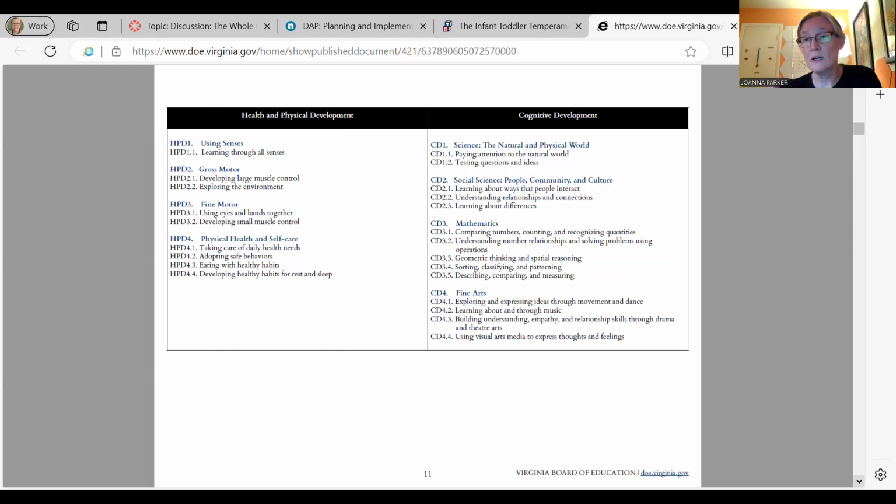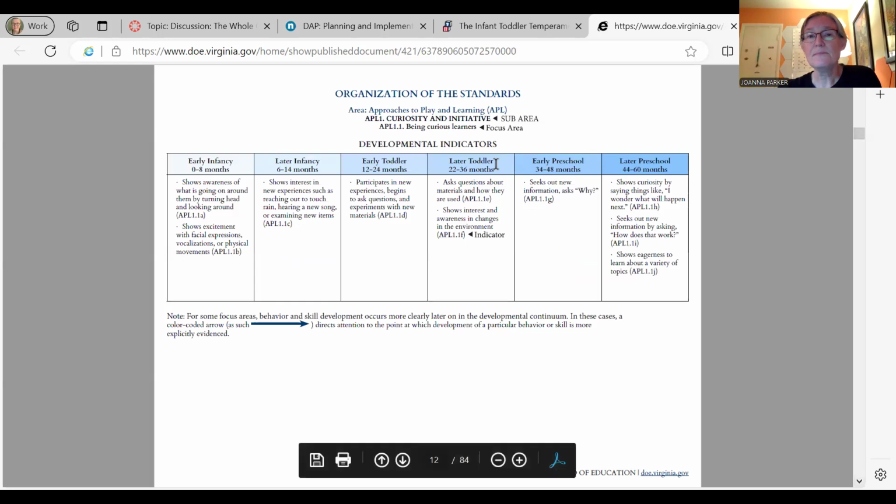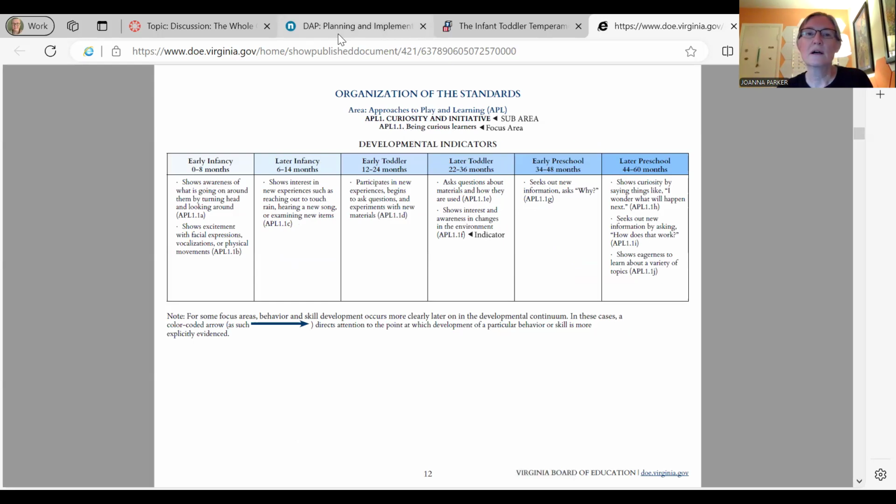And within each of these domains or areas of development, the Virginia Early Learning and Development Standards walk us through what this looks like, right? And so we have our developmental indicators for each of the areas of learning, as well as the focus area. So we have the area here is approaches to learning. Our sub area is curiosity and initiative, and our focus area is being curious learners.